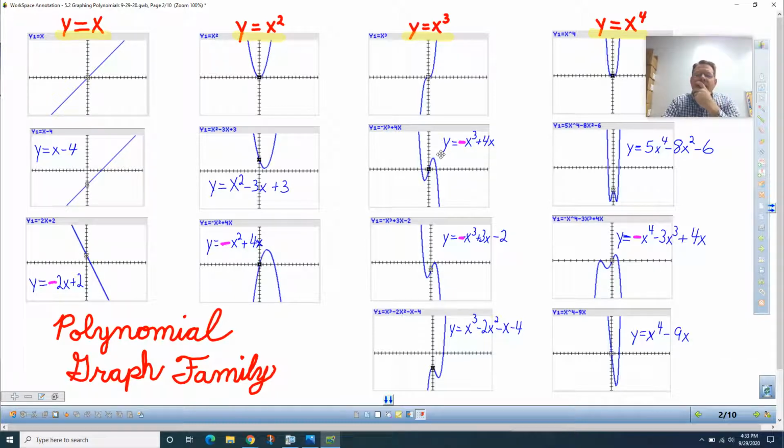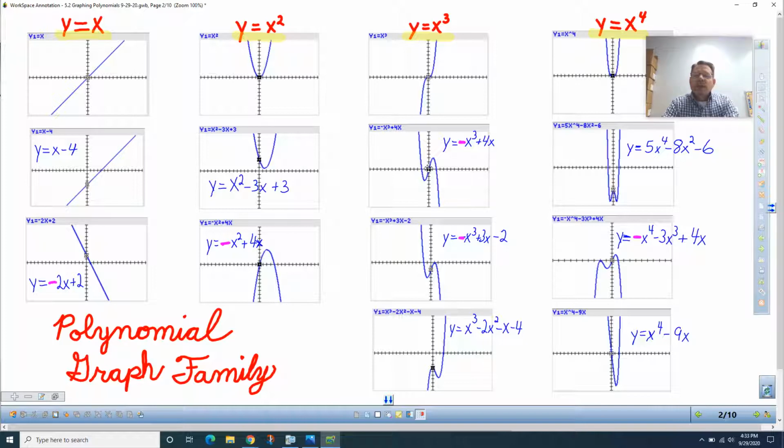Okay. Could you have a third degree that has one turn? No, because if you have a third degree with one turn, you know what we call that? We call that a parabola. So that wouldn't be a third degree at all, would it? It'd be a second degree. So that wouldn't really count.